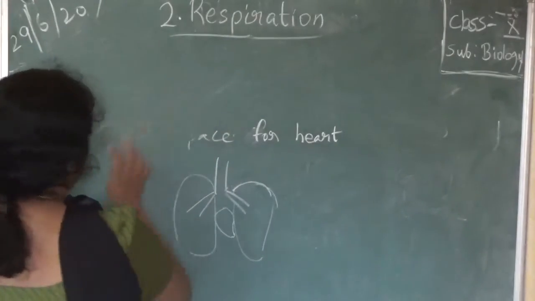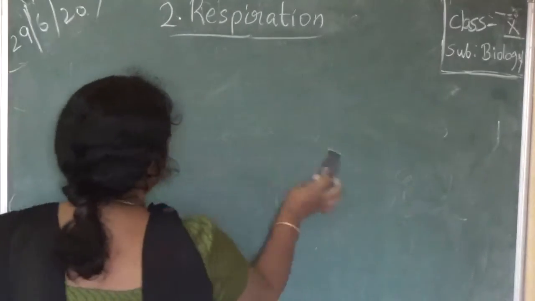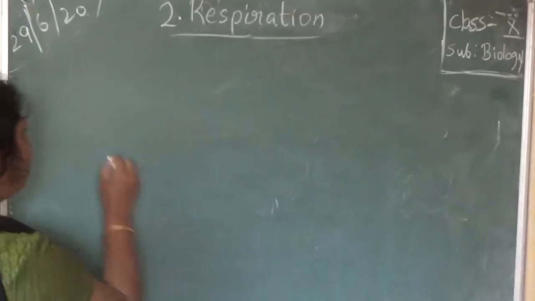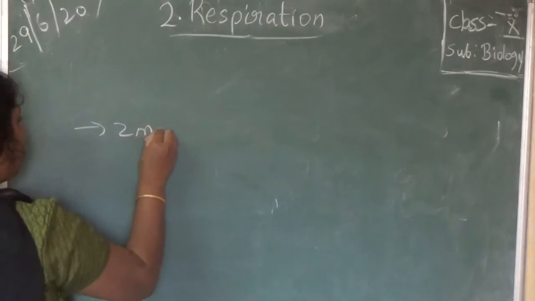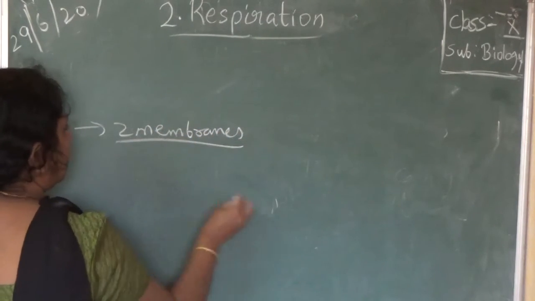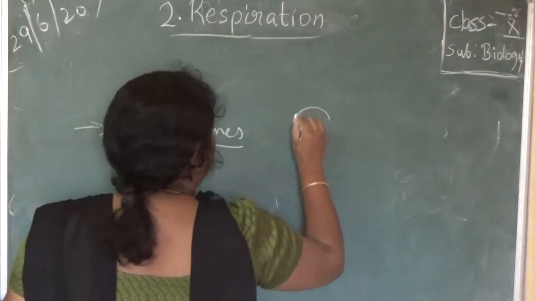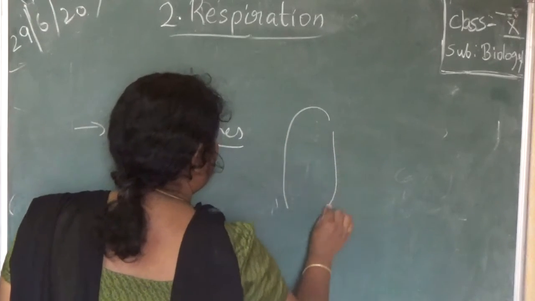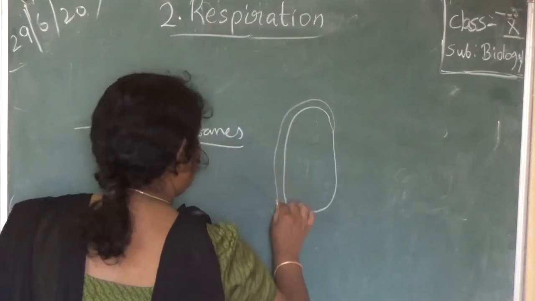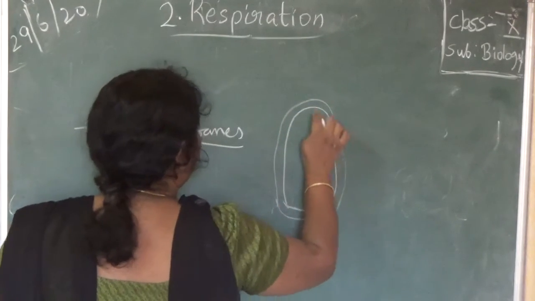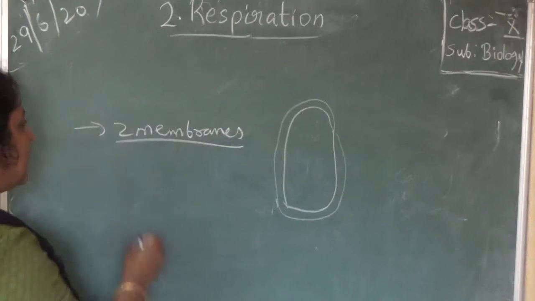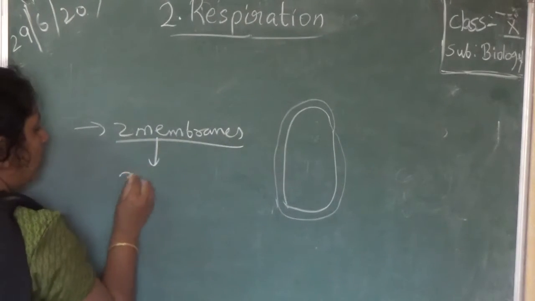Now if you see the structure of the lung, the lung is covered by two membranes. If this is your lung, it is covered by one more membrane. These membranes are called pleura.